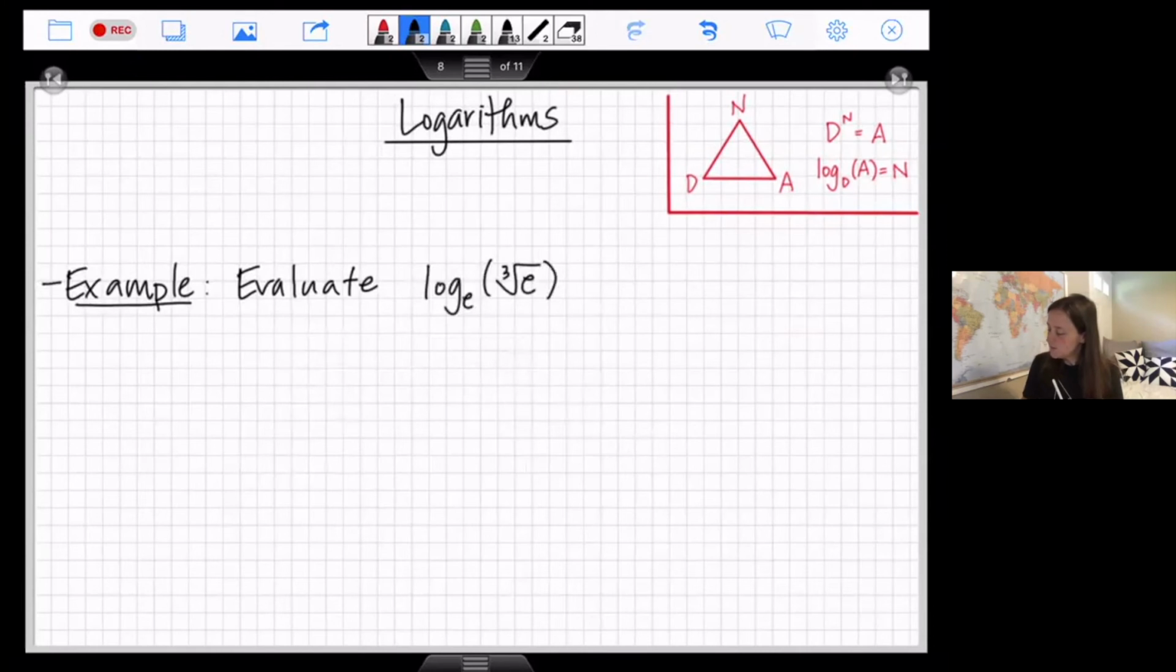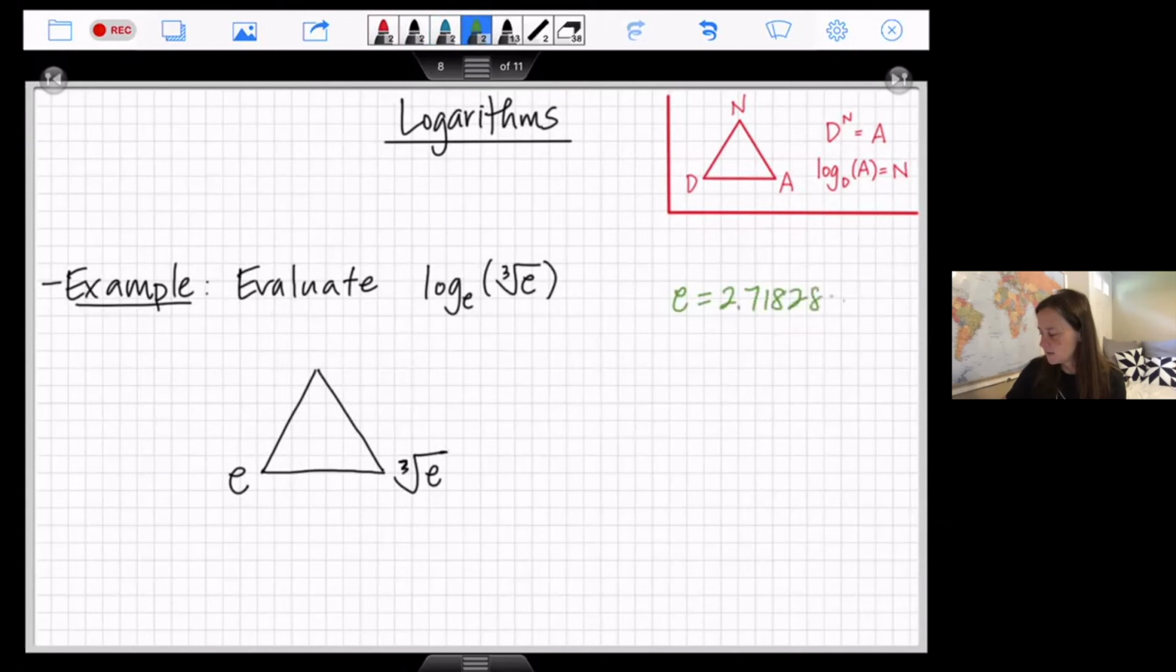All right, log base e of the cube root of e. Okay, let's write this on our triangle. We're gonna have to remember a couple of things that we've learned recently. E on the bottom left, cube root of e on the bottom right. And we're looking for an exponent that's gonna turn e into the cube root of e. Let's remember that e is that number 2.71828 and so on.